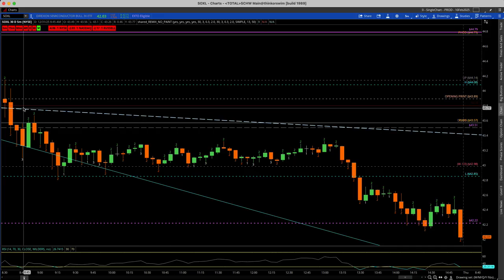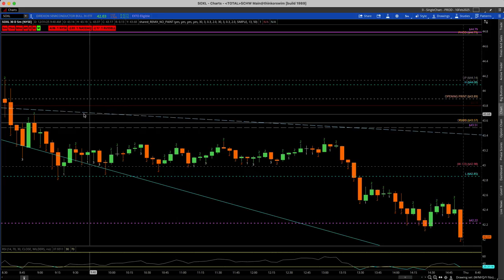So you can see we were dealing with this 1-hour downtrend line here that we've got, this light blue dashed line.